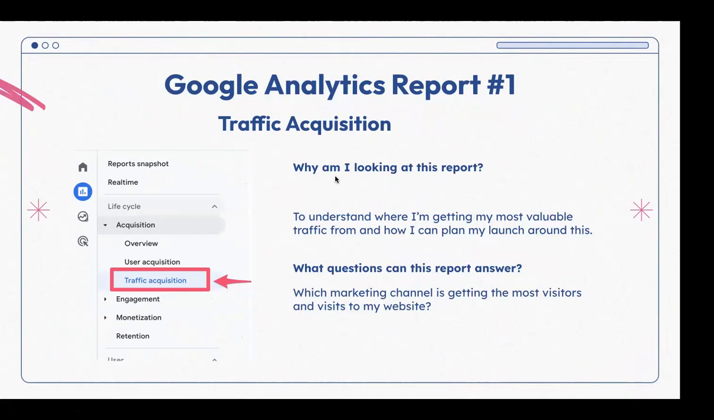And so here, just to reiterate, why are we looking at this? We want to understand where I'm getting the most valuable traffic, so website traffic, and how I can plan my next launch around this. So I'm thinking this for my SEO course, just to give you an example, but this can be for anything. And I do highly recommend thinking about a specific goal, because like we just said, it's going to be so much more motivating, right? So you can look at your Google Analytics and in general see, okay, this is where I'm getting my traffic from in general.